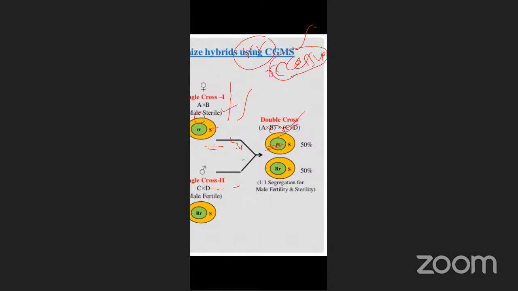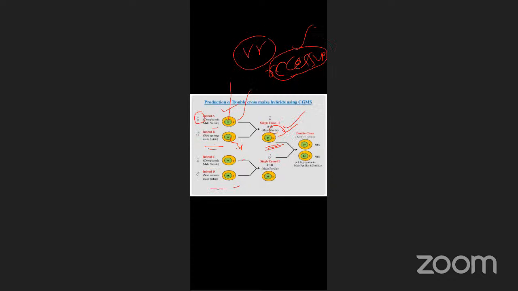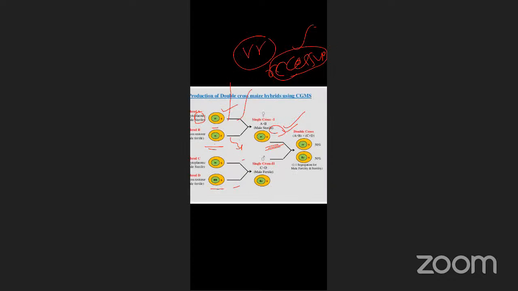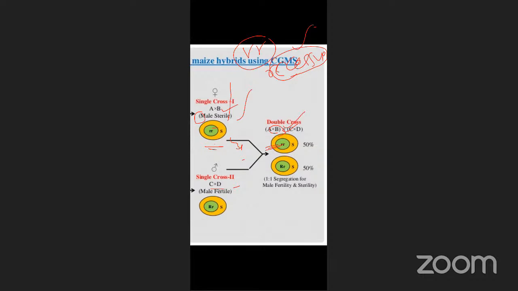With capital R small r, which character is expressed? Dominant, of course. The dominant character is always expressed. So in this situation this is the fertile one, and this is the sterile one. So 50% sterile and 50% fertile are obtained. This is the cytoplasmic male sterility process. This is very, very important for short answers. Is it clear? Definition and process.